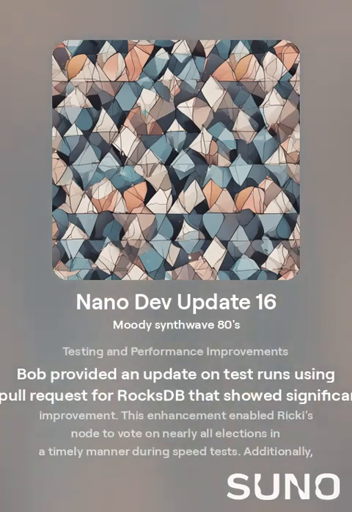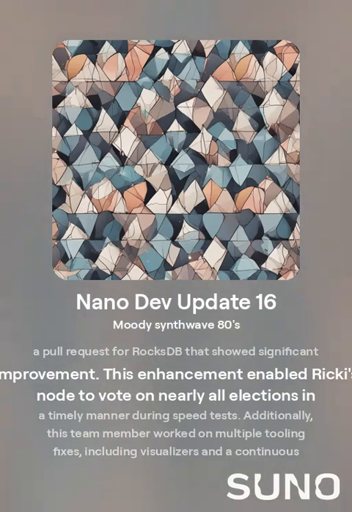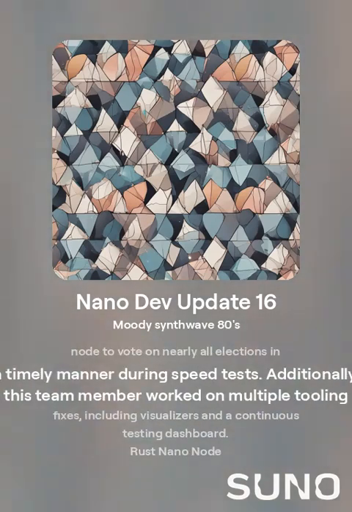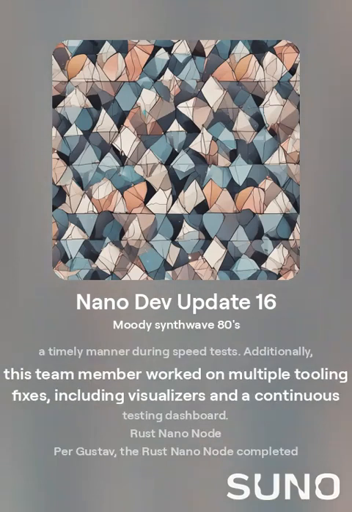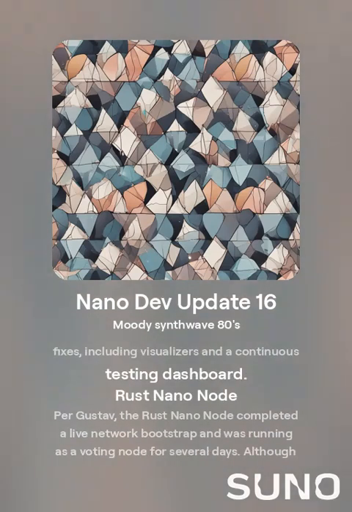Bob provided an update on test runs using a pull request for RocksDB that showed significant improvement. This enhancement enabled Ricki's node to vote on nearly all elections in a timely manner during speed tests. Additionally, this team member worked on multiple tooling fixes, including visualizers and a continuous testing dashboard.